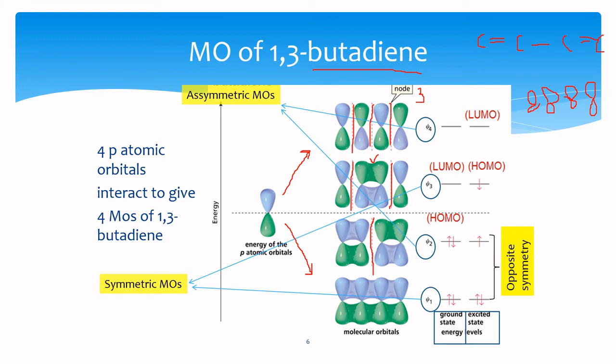For a reaction that happens thermally, it does not involve electron excitation. So normally the HOMO is around this level.